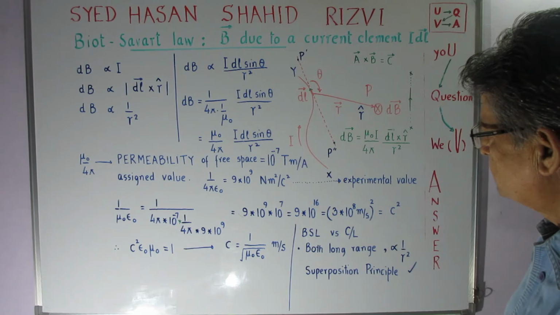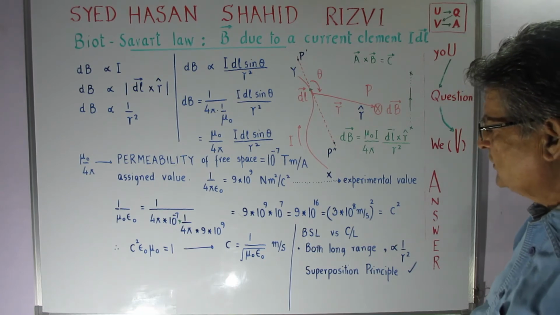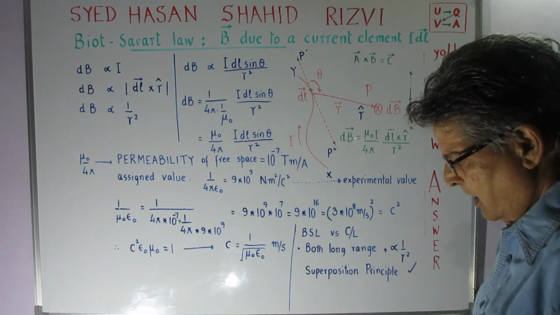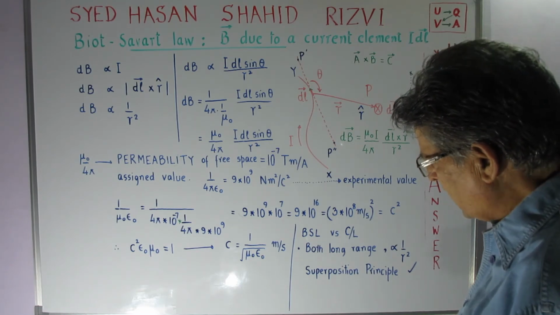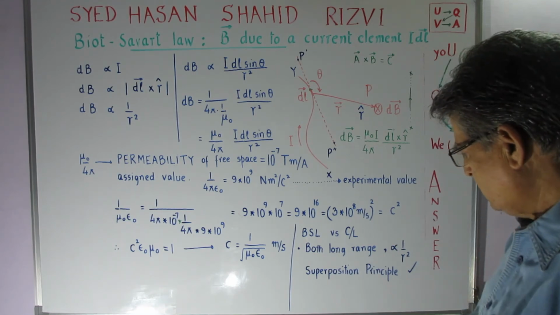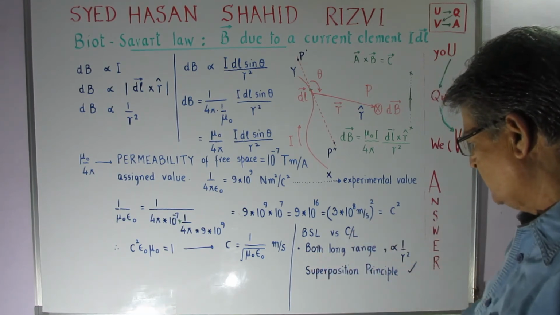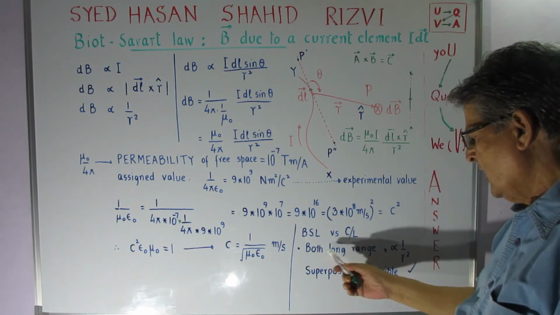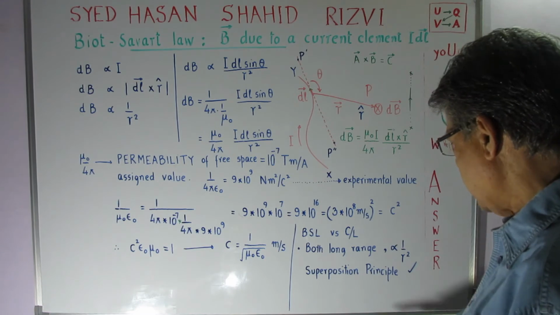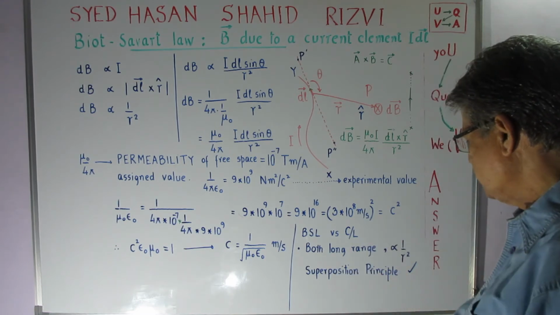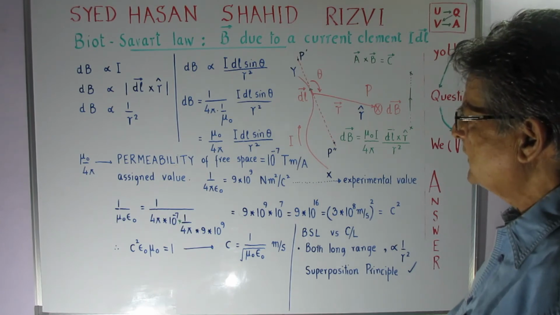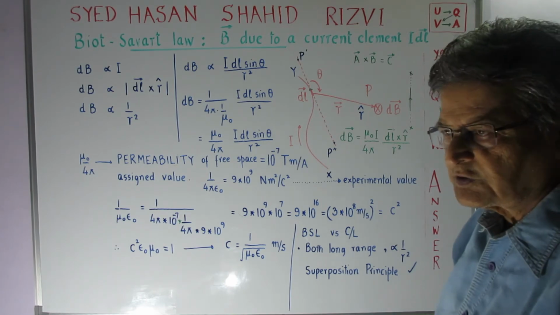So with that, what is required is that we must compare the Biot-Savart law and Coulomb's law. One of the comparisons that I've just made is that both are long range things. They act at long distances. Actually, long and short are very comparative things.